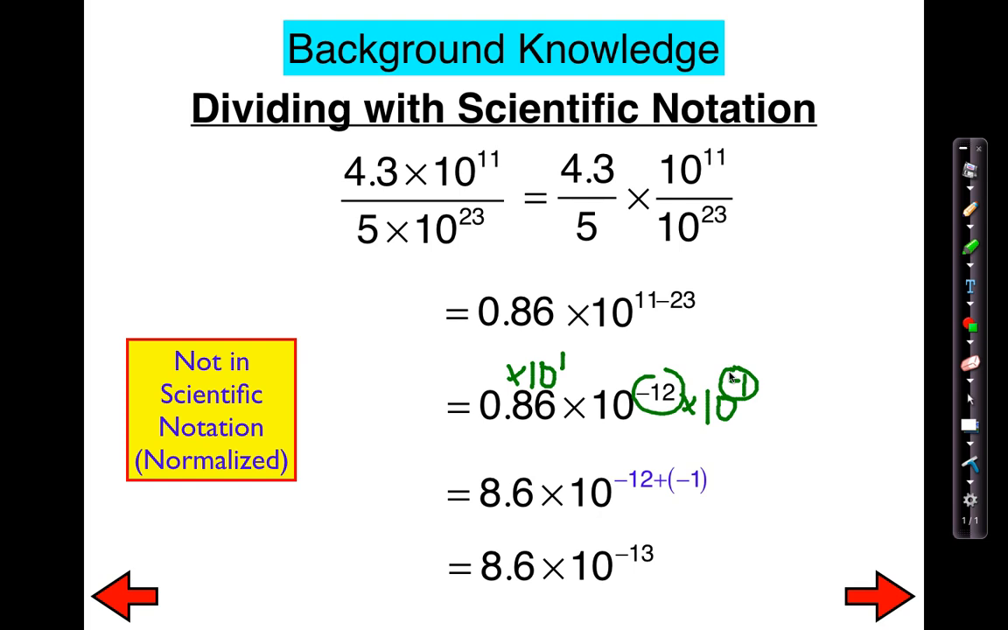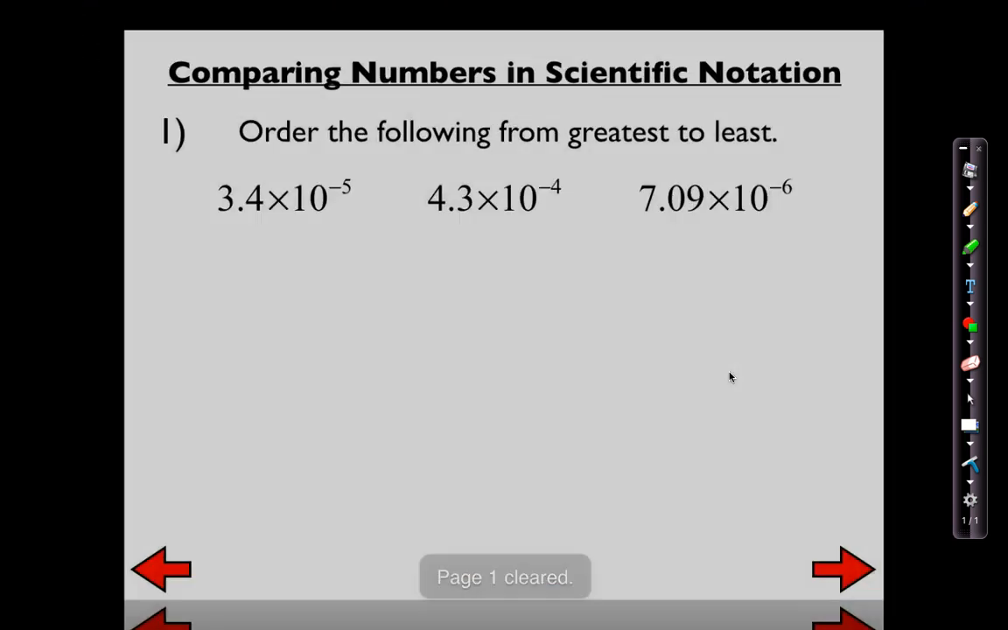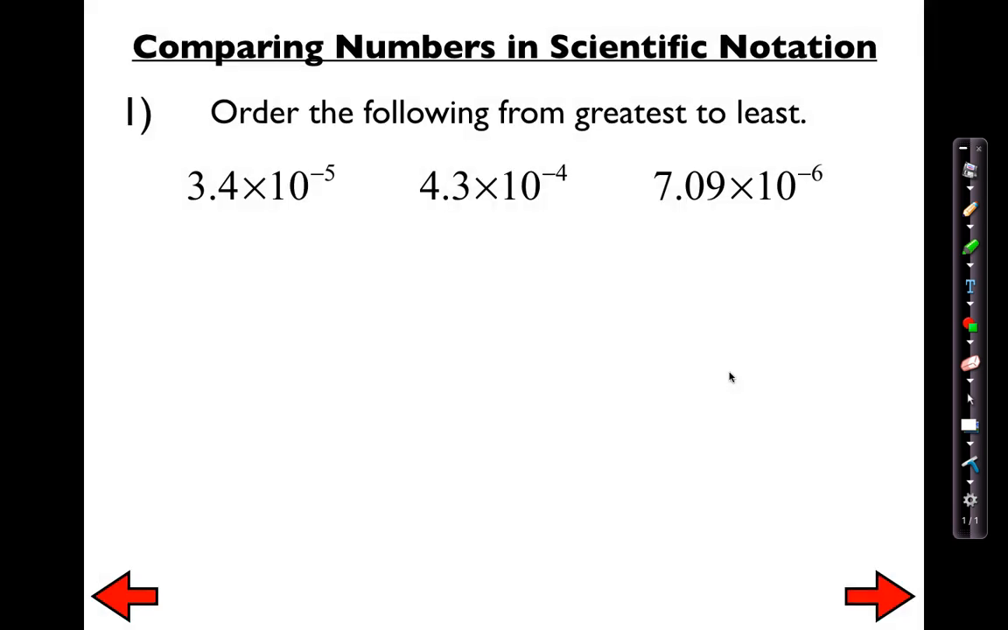If it's not, we know to adjust it accordingly by either multiplying by 10 to the -1st or 10 to the +1st. Okay, so now let's go ahead and start comparing numbers. So here it says order the following from greatest to least. So real quick, what I'm going to actually show you is the scientific notation numbers converted into standard form. So 3.4 times 10 to the -5th, 4.3 times 10 to the -4th, 7.09 times 10 to the -6.